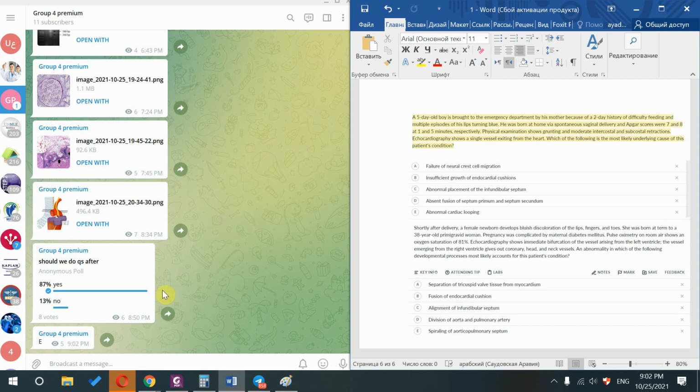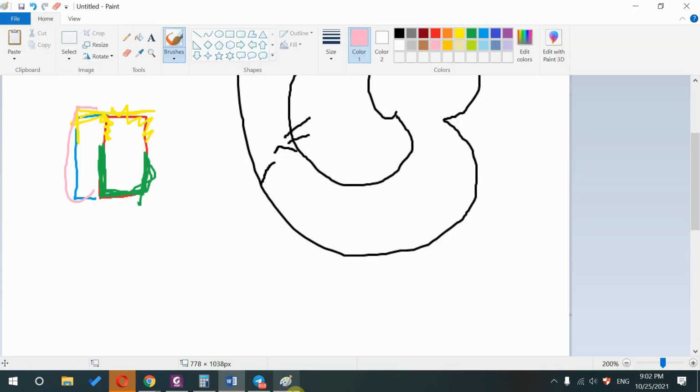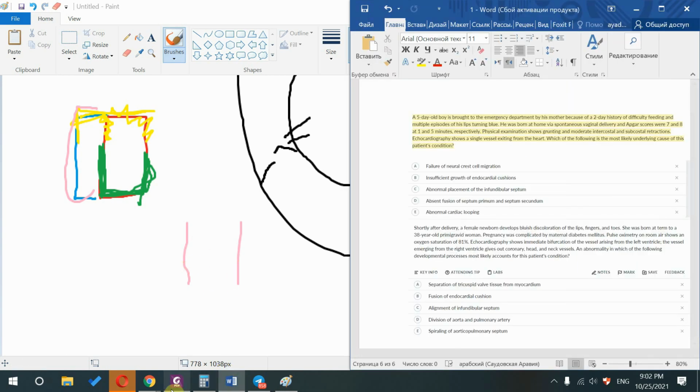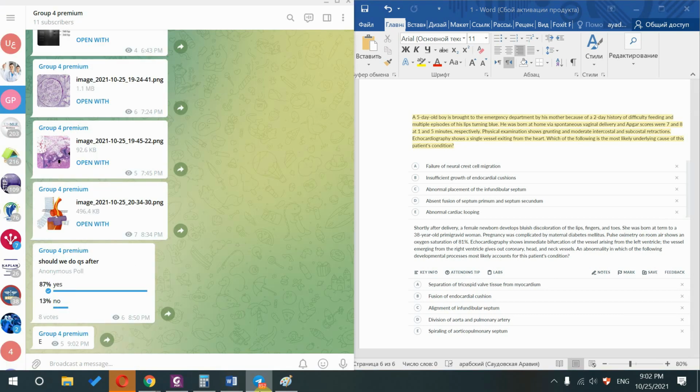So, which of the following is the most likely underlying cause of the patient's condition? Guys, there is a single vessel exiting from his heart. He does not have an aorta and a pulmonary trunk; he has one big vessel supplying both. By the way, be careful with the question, because sometimes it means something totally different. The question says, which of the following is the most likely underlying cause of the patient's condition?